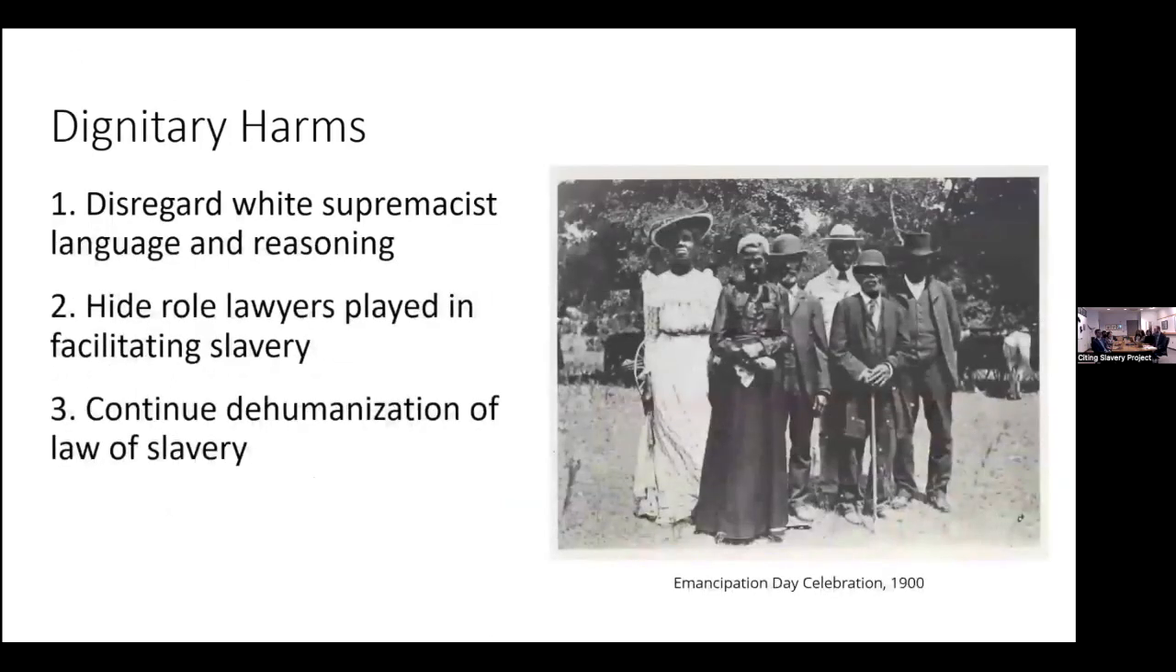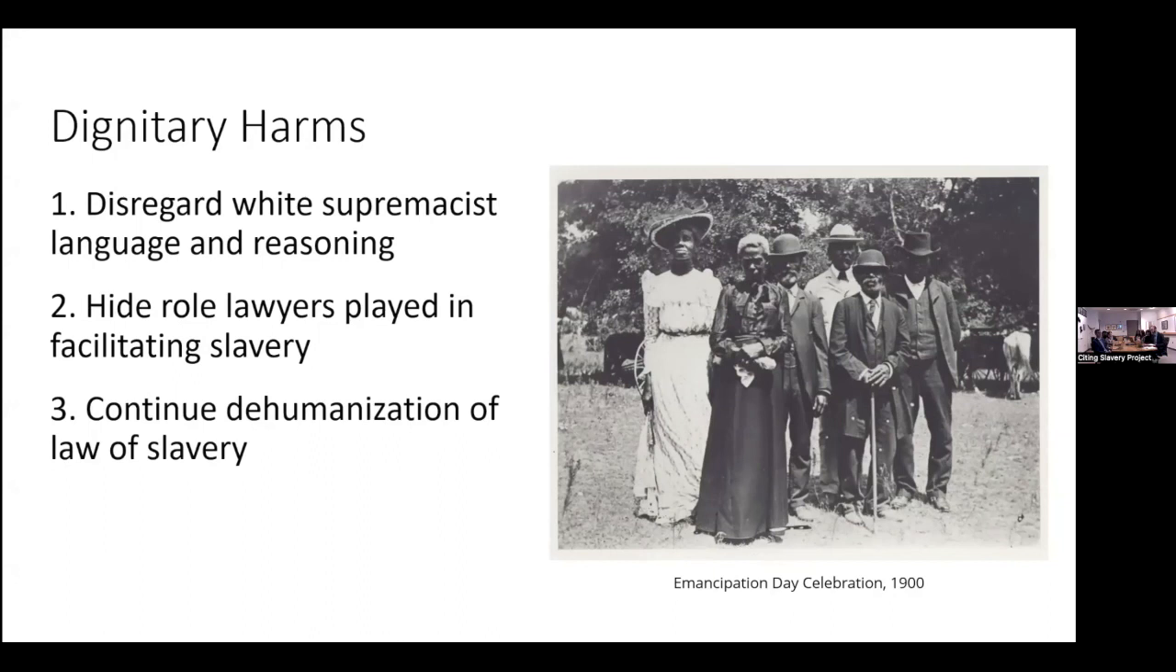Citing slavery also creates three serious dignitary harms. First, by treating slave cases as normal precedent, judges disregard the white supremacist language and reasoning underlying these cases. Second, judges hide the role lawyers played in facilitating the slave system by not discussing the context of the cited cases. Third, they perpetuate the dehumanization of the law of slavery. These cases only make sense as precedent if judges continue to treat their enslaved subjects as property. Such dehumanization is evident in the use of slave cases as support for basic propositions of law.